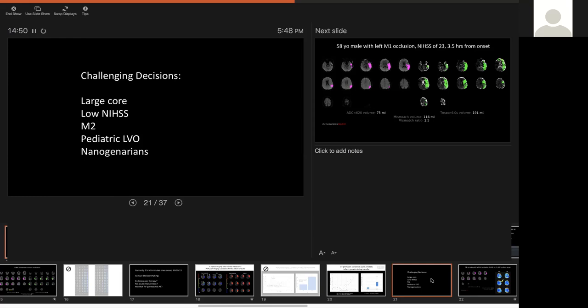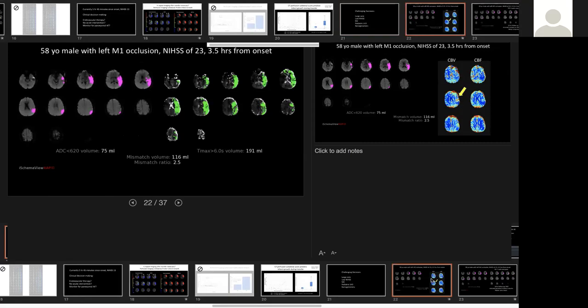So we review to say, did we make the right call? And these are the types of cases that we struggle with: large core, low NIH, M2 occlusion, pediatric, or a 90-year-old. So I'll show you a couple. So here's the large core example. 58-year-old male, left M1 occlusion, high NIH scale, early, 3.5 hours. And you can see that the diffusion lesion shows that 75 ml of tissue is dead.